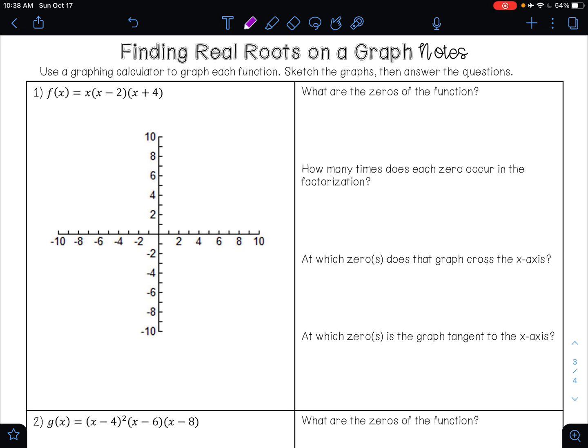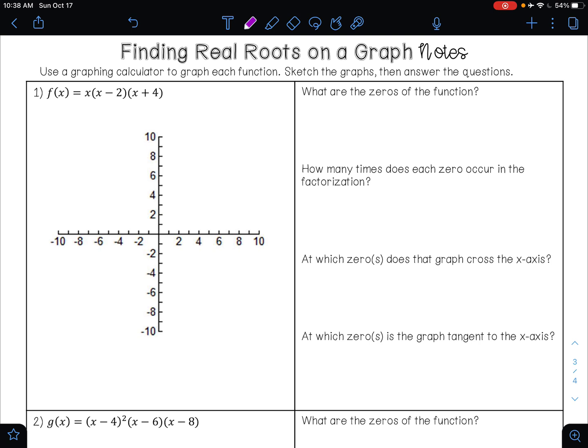In this video, we're going to talk about how to find the real roots on a graph. So it says use a graphing calculator to graph each function, sketch the graph, then answer the questions. So we have f of x equals x times x minus 2 times x plus 4.